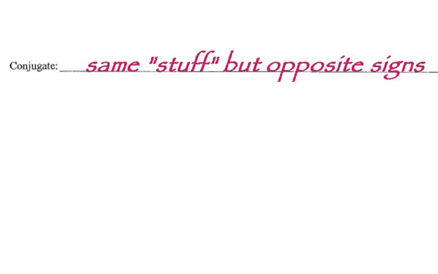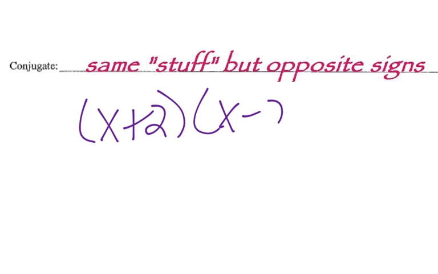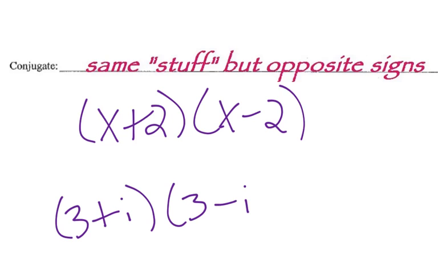A conjugate. We've talked about conjugates a little bit before. It's the same stuff, but the opposite signs. So like x plus 2 and x minus 2 are conjugates. Dealing with complex numbers, if you had 3 plus i and 3 minus i, you have conjugates.